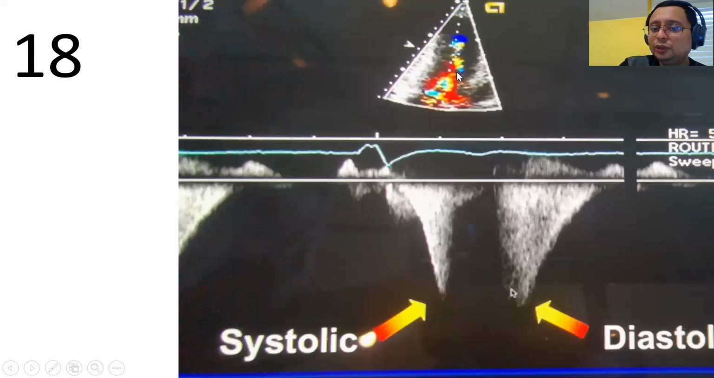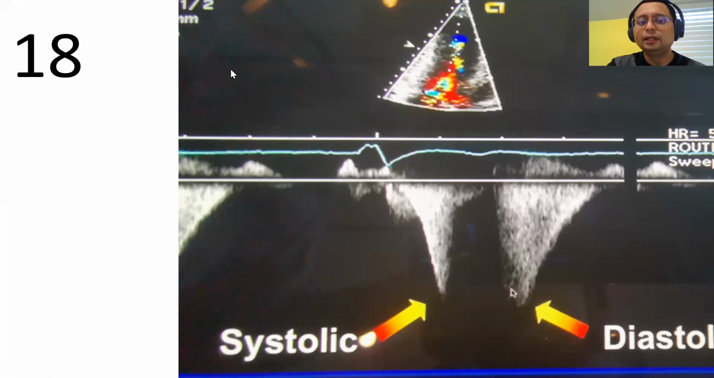Let's say you have a continuous wave Doppler at the middle of the left ventricle and it shows flow during systole and also flow during diastole like this. So what is the diagnosis? This is almost pathognomonic, meaning this is almost diagnostic of someone with apical hypertrophic cardiomyopathy with apical aneurysm.